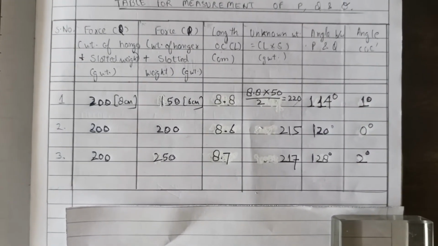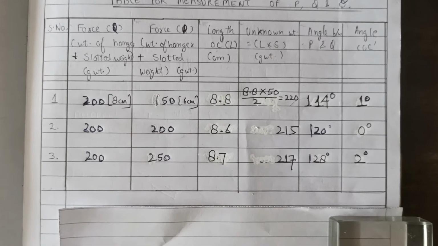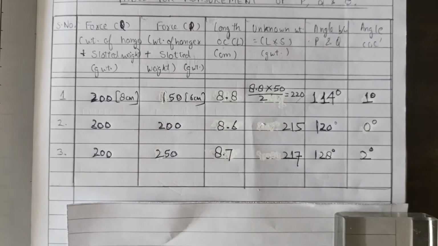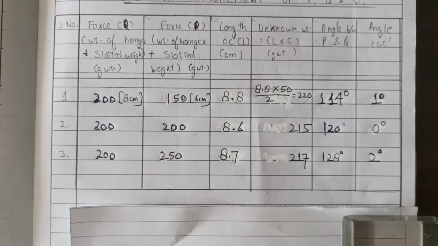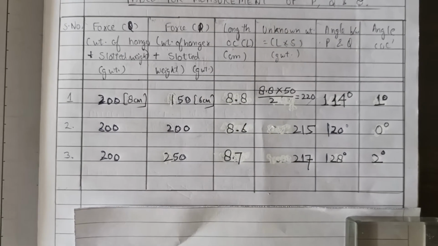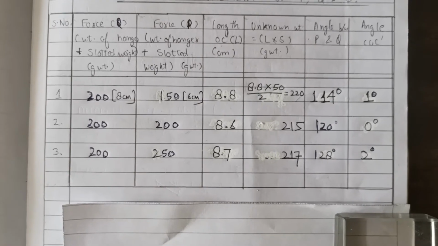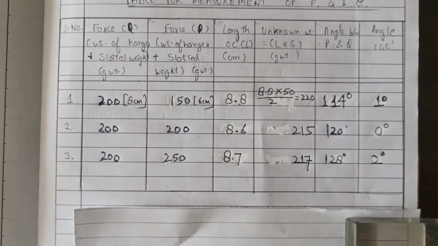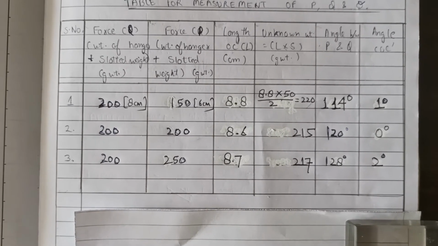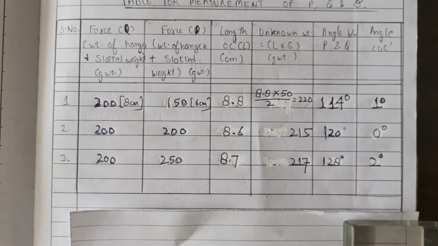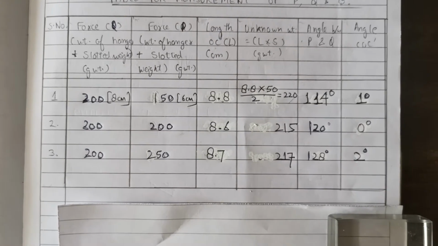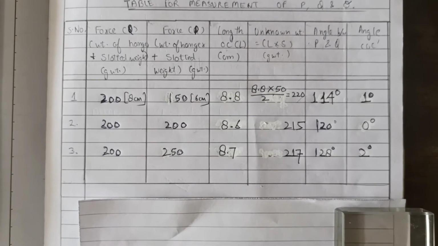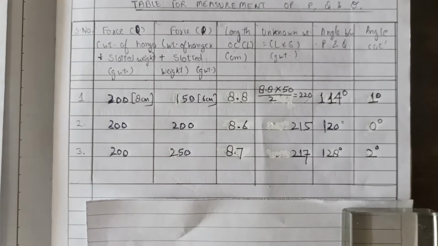As I stated in the beginning, we will go for 2 more readings, and readings are again recorded over here after completing drawing. 200 gram on left side and 200 gram on right side. Its resultant vector R was found 8.6 centimeter, and then converted into gram, 215. The angle in between is 120 degree. Like this, all these readings will be completed.